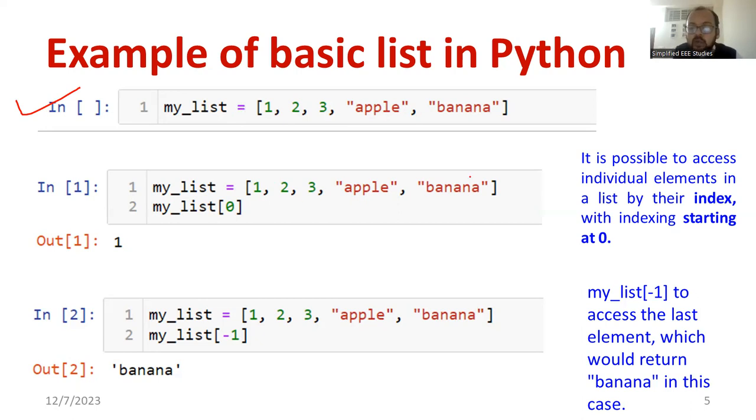Now, let me ask one thing. How do you access the individual items of a list? Yes, I can tell you one solution, which is called indexing. What do you mean by indexing? Please look at the second point. I already created a list. As you can see, I have created a list.